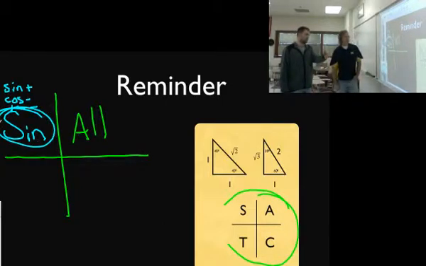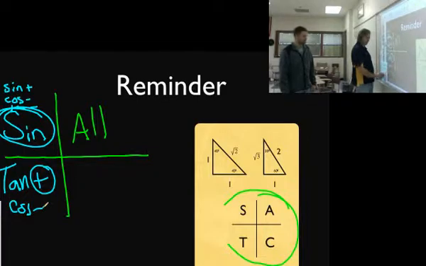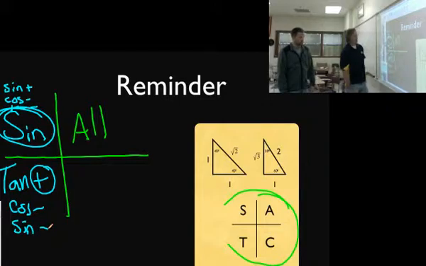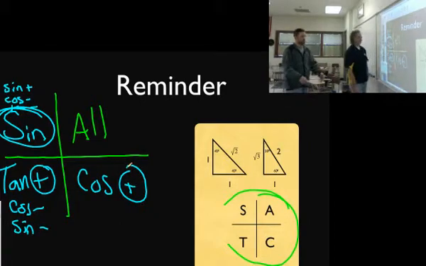And as we move around, the T stands for tangent. So in the third quadrant, tangent is positive. Cosine is negative, sine is negative. By the way, cosecant's also negative, but cotangent would also be positive, because cotangent and tangent go together. And then the C stands for cosine in the fourth quadrant. Cosine is positive, and the other two are negative.